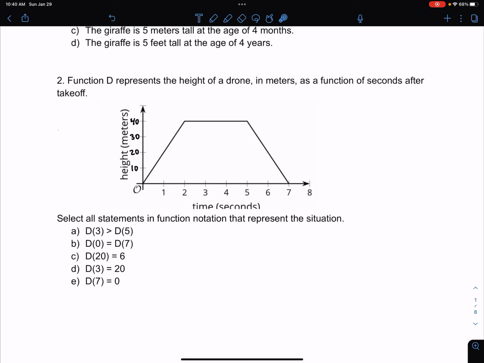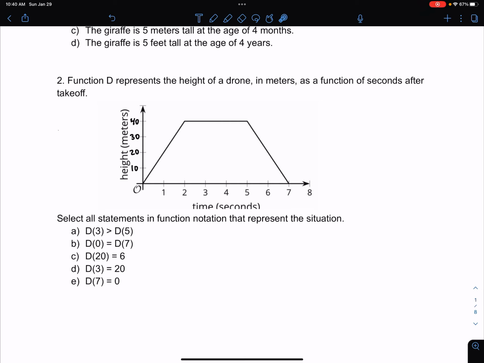A, D of 3 is greater than D of 5. So D of 3 is right down here. What I'm going to do is look up in my graph, and I see what's the height after 3 seconds. It's looking like about 40 meters.